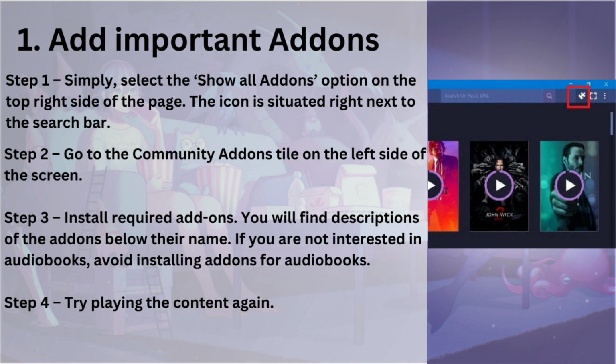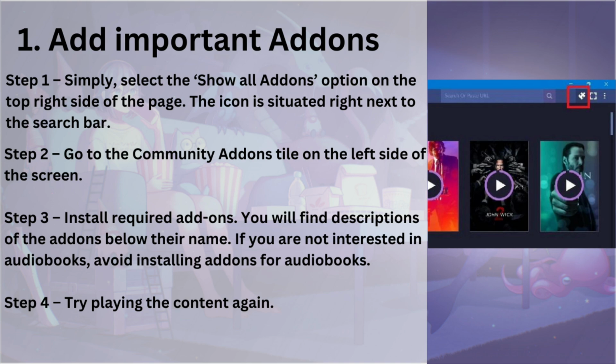In the first step, you have to simply select the show all add-ons option on the top right side of the page. The icon is situated right next to the search bar, as you can see in the picture. Just go to the community add-ons tile on the left hand side of the screen and then install the required add-ons. You will find a description of the add-ons below their names. If you are not interested in audiobooks or audio add-ons, you can simply skip them, and just make sure to install the important add-ons which are needed for Stremio to play properly. After that, just try playing the content again and it might fix your problem.